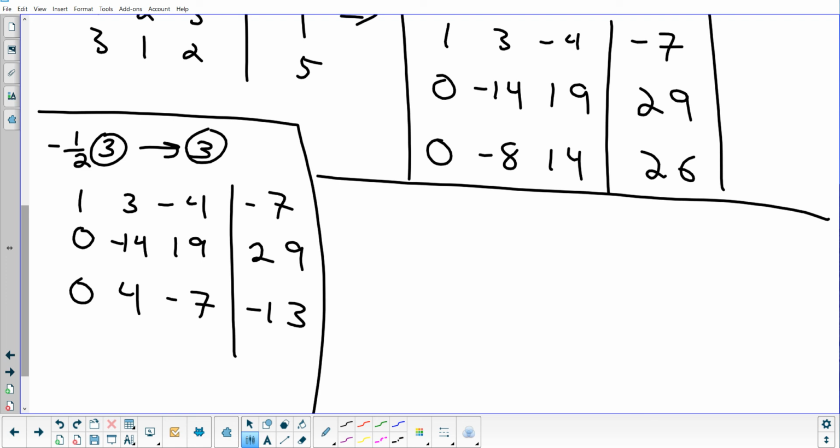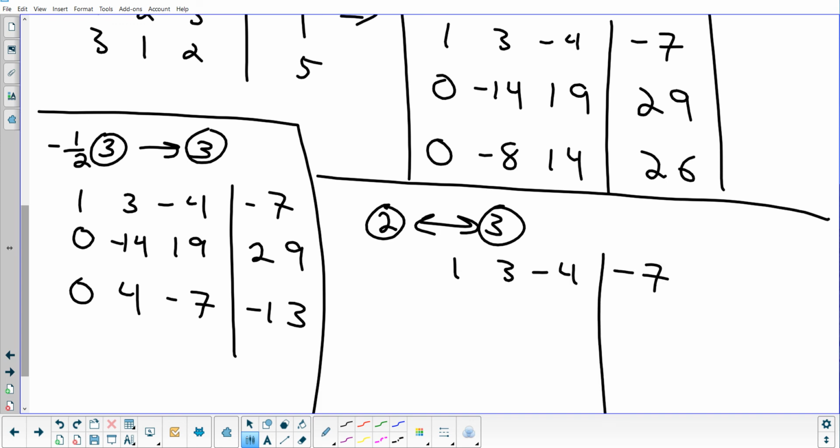Okay, next step. I just want to swap rows 2 and 3. So we've got 1, 3, -4, -7. We're going to put 0, 4, -7, -13, then 0, -14, 19, 29. Does anybody have a question why I did that? I'd rather work with dividing everything by 4 than dividing by 14.